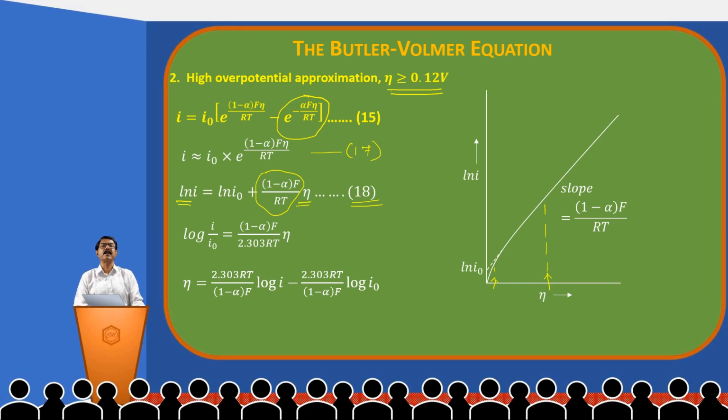The second term can be taken as a constant. We take minus 2.303 RT by 1 minus alpha into f log I0 as a small a. So the above equation could be written in a simple form as eta equals b log I plus a. Let it be equation 19. And here we use the absolute value of I. In this equation, both b and a are constants. B is taken as 2.303 RT by 1 minus alpha f. Equation 19 is in the same form as the Tafel equation, which we have seen earlier. Actually, both 18 and 19 are Tafel equations.